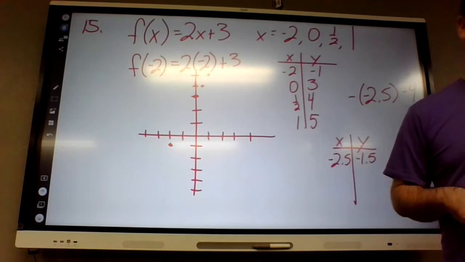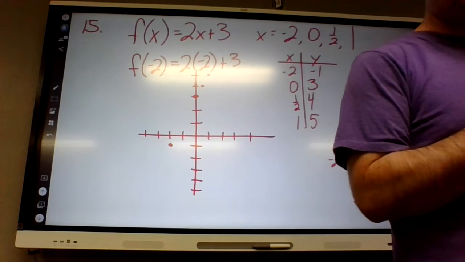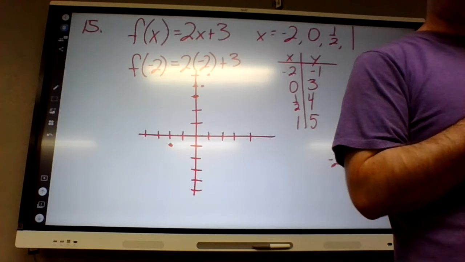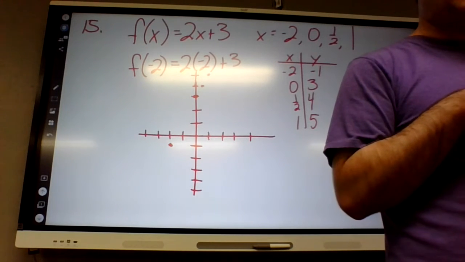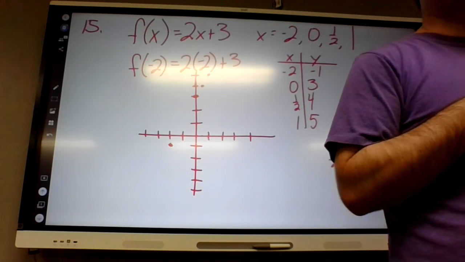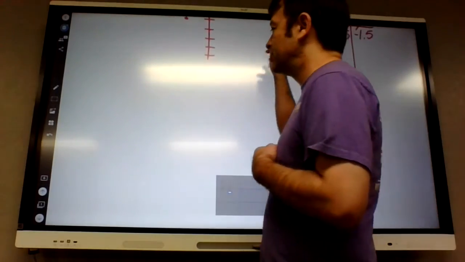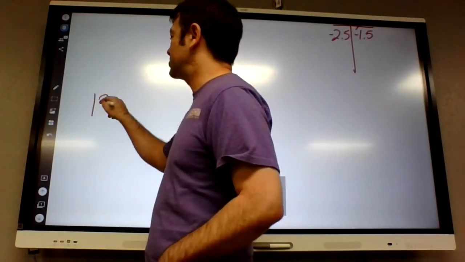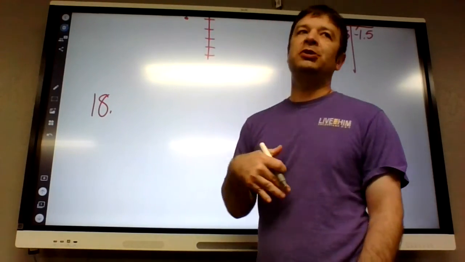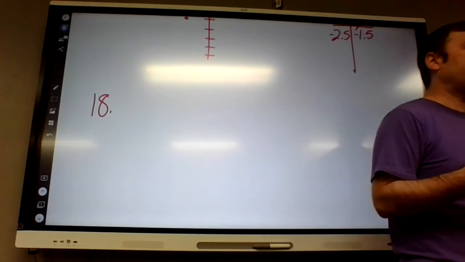All right, on 17 and 18, it's kind of the same thing. The difference is they're not telling us what x values to use. If they do not tell you what x values to use, you just make up some x values to use.